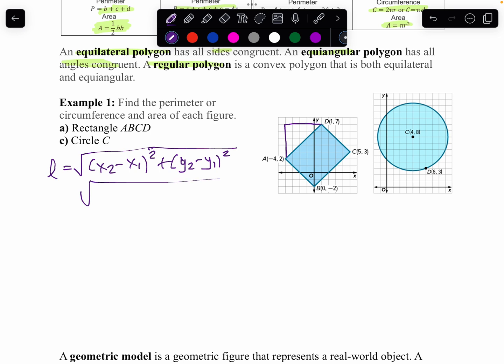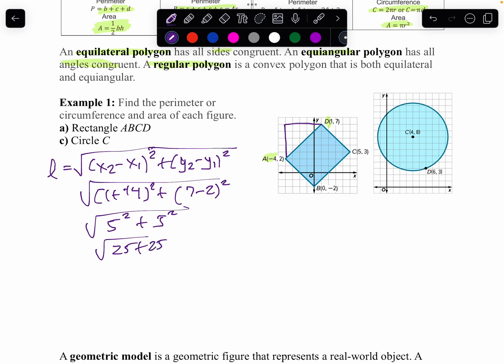So I'm going to use 1 and -4. So I'm going to say 1 minus -4 squared plus, we'll go 7 minus 2 squared. So 1 plus 4 is 5 squared plus 5 squared. So I get 25 plus 25. That's going to be the square root of 50. You can write that as a decimal, but I'm just going to leave it as the square root of 50.